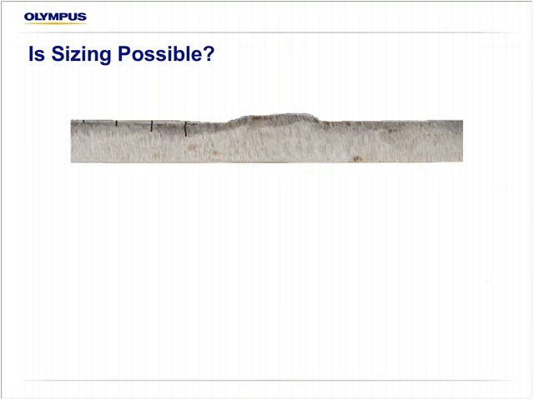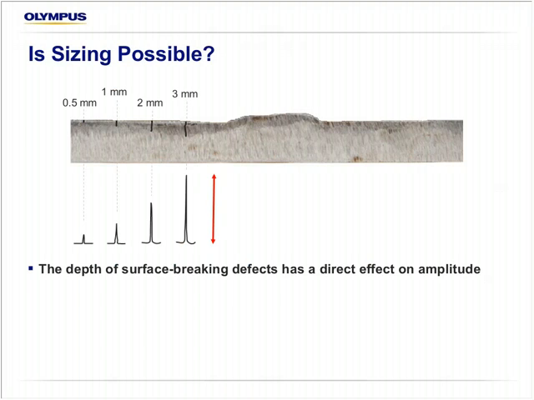So, is sizing possible? Quick example. If we use various depth surface defects, 0.5, 1, 2, 3 millimeters deep, it's widely known that the depth of the surface breaking defects has a direct effect on the amplitude when using eddy current sensors. However, it's not that easy because there are other variables impacting the amplitude.